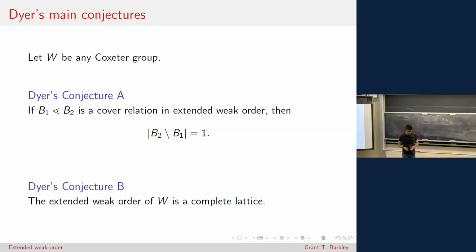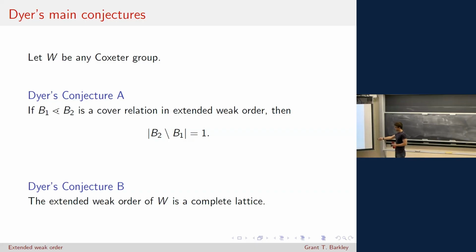Okay, so Dyer, in studying this poset, had made some conjectures. He has made a lot of conjectures actually, but these are, I would say, his two main ones. He's called these conjecture A and conjecture B. So what do they say? Well, if I have a Coxeter group, then conjecture A says that if I take a cover relation in the extended weak order, that would be a biclosed set containing another one with no other biclosed sets in between, then it's just given by adding a single root. So the only way I can step up in the extended weak order is by adding a single root.